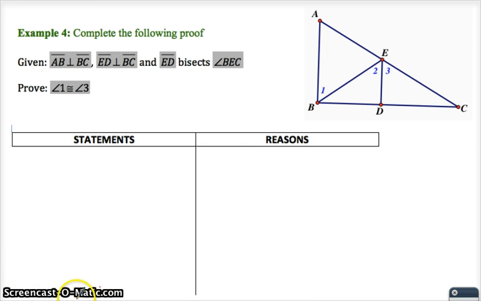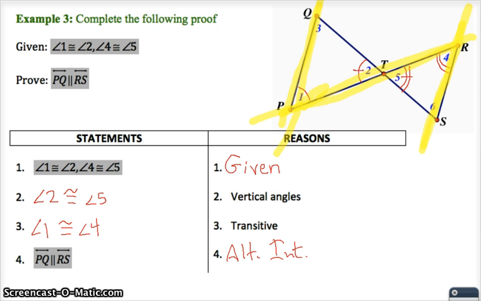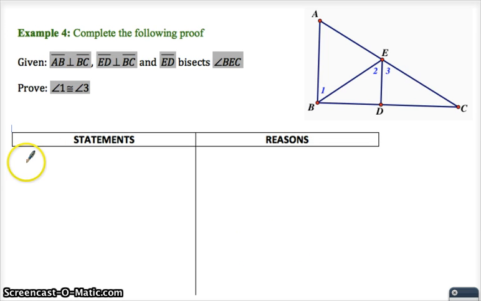All right, here's a proof you got to do completely from scratch. You have this big, open, empty, scary space you got to fill in with all kinds of smart stuff that looks like this. Given all this stuff, AB is perpendicular to BC. Let me just write that in here like this. ED is perpendicular to BC. ED bisects angle BEC.